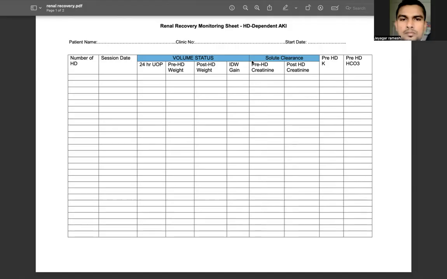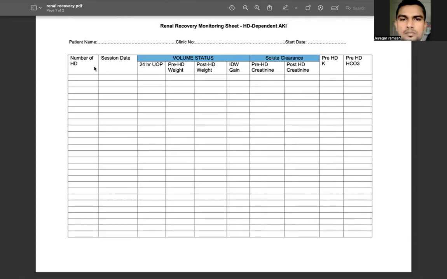So what are those essential functions? If the kidney itself could maintain the volume status of the patient, and if the native kidney itself could maintain the solute clearance, and if the native kidney itself could maintain the potassium at a safer level and maintain the acid base balance at a safer level, then we don't have to do the dialysis. So once we are sure that these functions could be maintained by the native kidney, then we don't have to continue dialysis. That is how we assess.